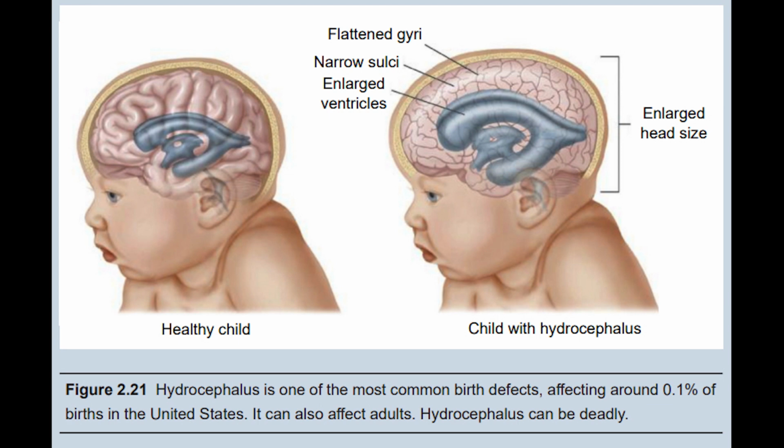A common treatment for hydrocephalus is to surgically implant a shunt, which is a hollow tube that runs from the ventricle down into the abdominal space, which allows for drainage, thus decreasing intracranial pressure.